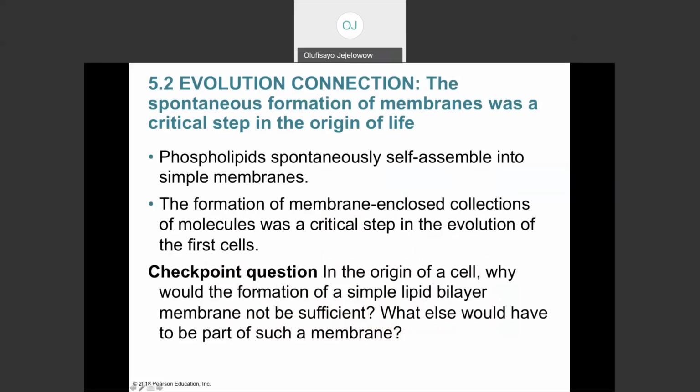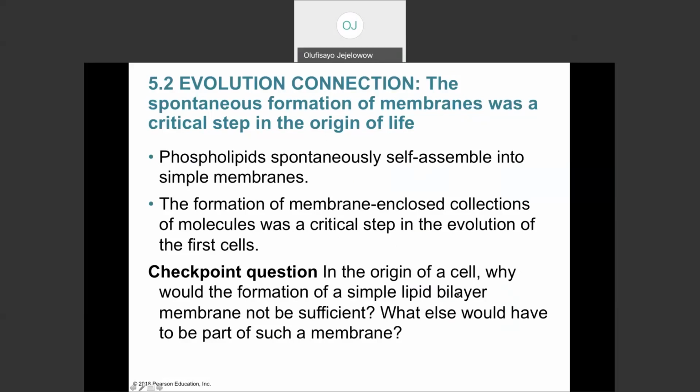So, from the evolutionary perspective, biologists believe that spontaneous formation of membranes was an initial critical step in the origin of life. In an aquatic environment, phospholipids spontaneously self-assemble into simple membranes. And this ability to form enclosed membranes of molecules is believed to be a critical step in the evolution of the first cells. Again, remember, compile your checkpoint questions, answer them, and email to me.